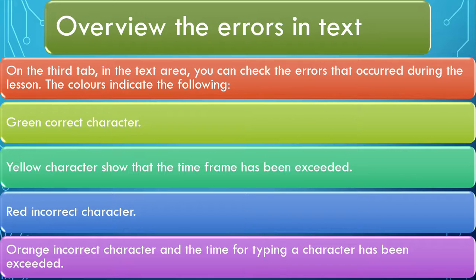Overview of the errors in the text. On the third tab, in the text area, you can check the errors that occurred during the lesson. The colors indicate the following: green is a correct character, yellow shows that the time frame has been exceeded, red is an incorrect character, and orange is an incorrect character where the time for typing the character has been exceeded.